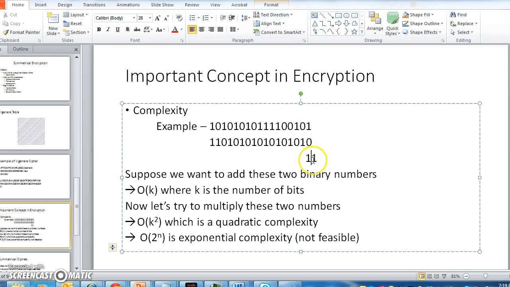0 plus 1 is a 1. 1 plus 0 is a 1. 0 plus 1 is a 1. 0 plus 0 is a 0, right? 0 plus 0 is a 0. How about 1 plus 1? 1 plus 1 in binary is a 0, and you carry over 1. Okay, remember that. 1 plus 1 is a 0, you carry over 1. It's like adding 5 and 5. 5 and 5 is 10. You put a 0, and then you carry over 1 to the next column of the addition.